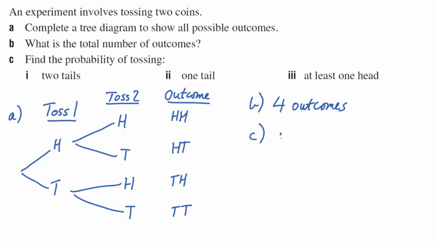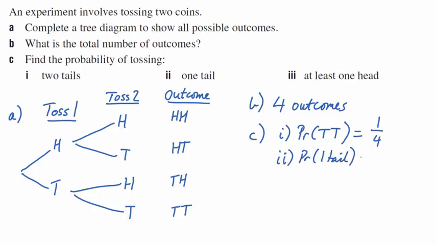So firstly, the probability of 2 tails being tossed. Well, that's just one of the 4 outcomes, so we're going to write that as a quarter. Next, we've been asked to find the probability of getting 1 tail, which means we've got 1 tail and 1 head, but it could be in either order. So we could have got heads tails or tails heads. So there are 2 possible outcomes out of the 4, and that's equal to a half.